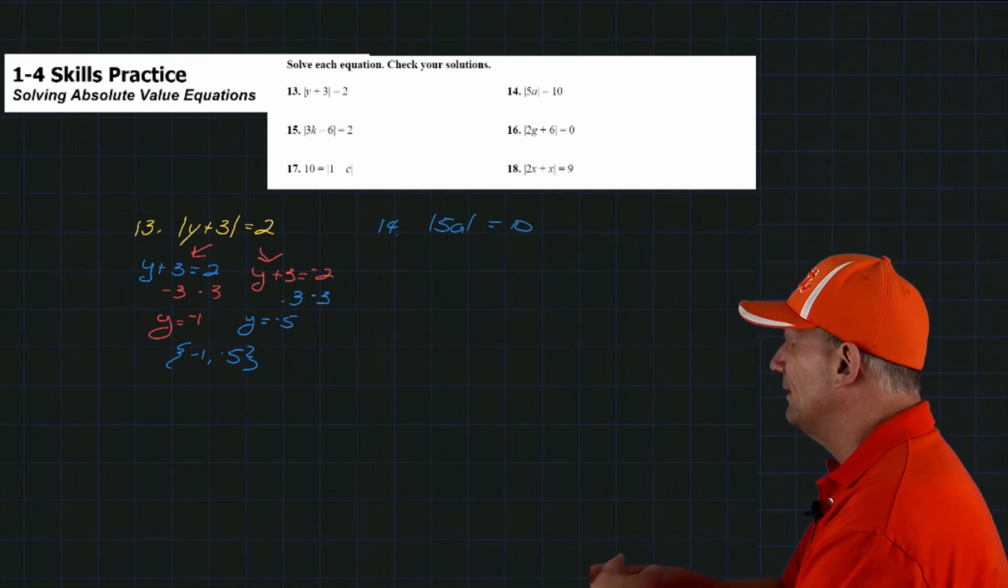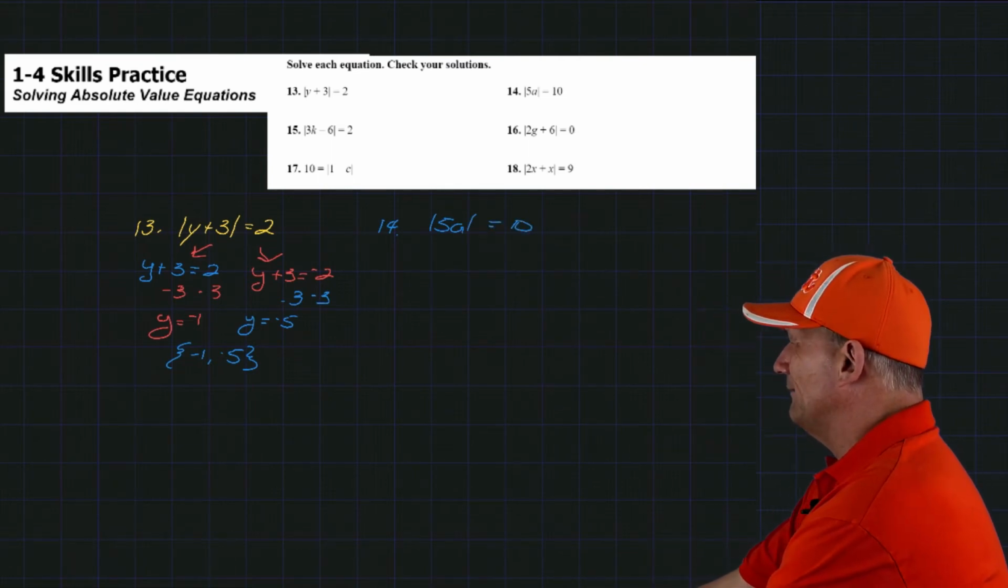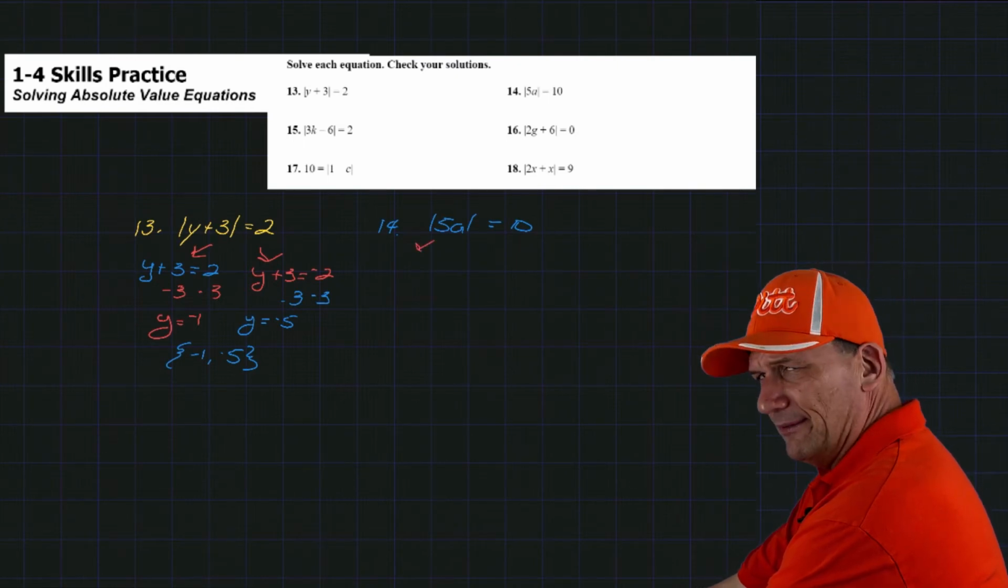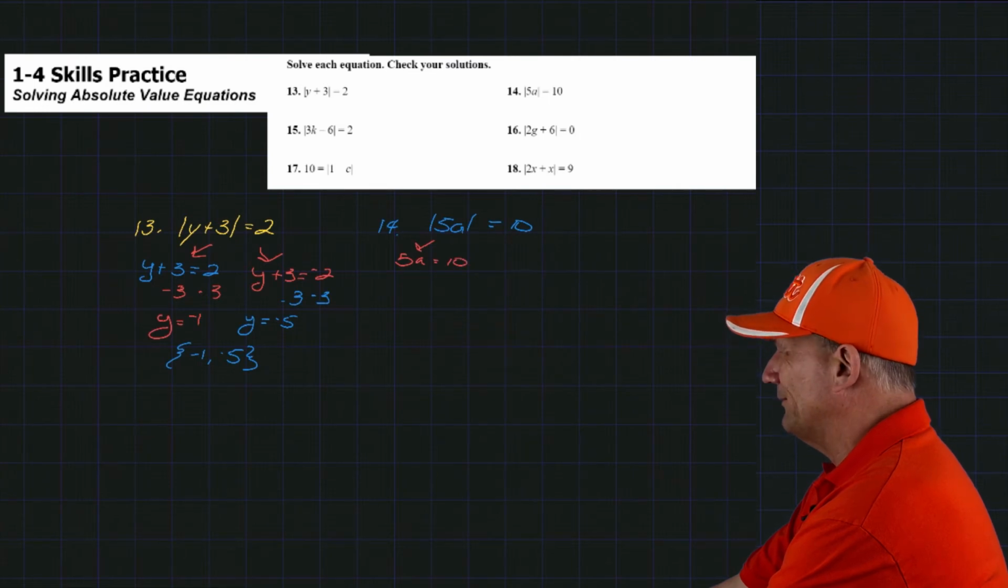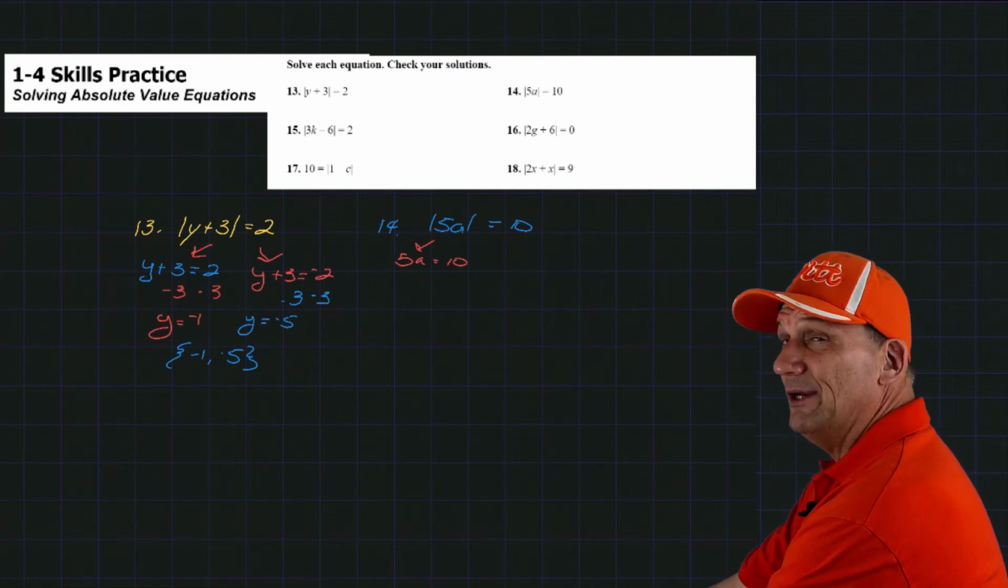All right, here we go. Look at number 14. The absolute value of 5a equals 10. So we'll rewrite it without the brackets. 5a equals 10. 5a equals negative 10.